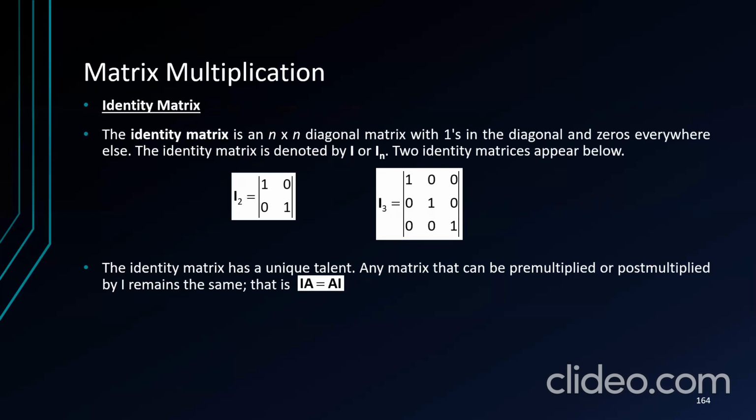So the identity matrix has a unique talent. Any matrix that can be pre-multiplied or post-multiplied by I remains the same. Ito yung pre-multiplied before, then post-multiplied is after. They are the same.